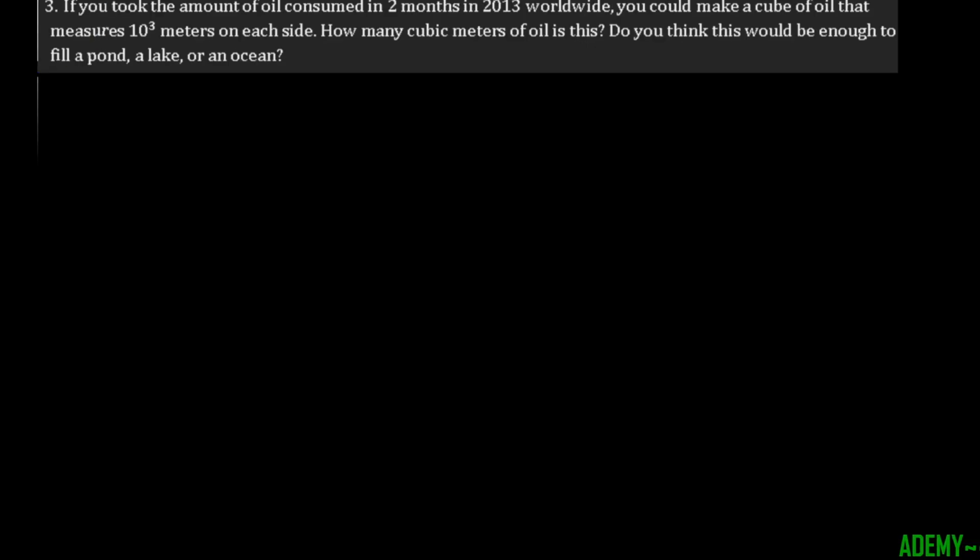Moving on to number 3, it says if you took the amount of oil consumed in 2 months in 2013 worldwide, you would make a cube of oil that measures 10 to the third power meters on each side. It says how many cubic meters of oil is this? And then do you think this would be enough to fill a pond, a lake, or an ocean?